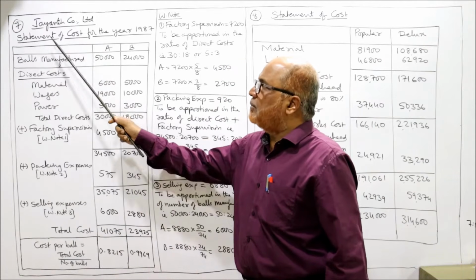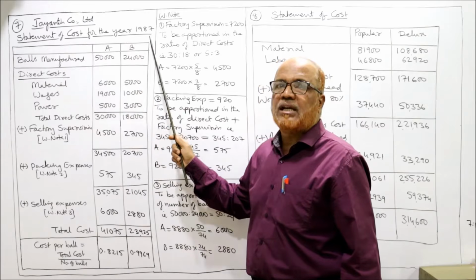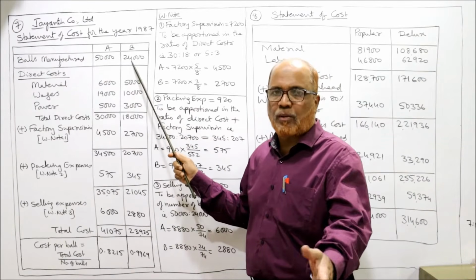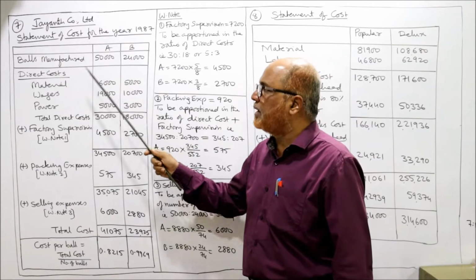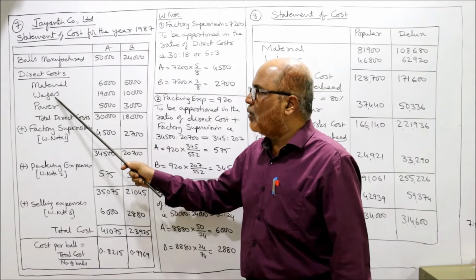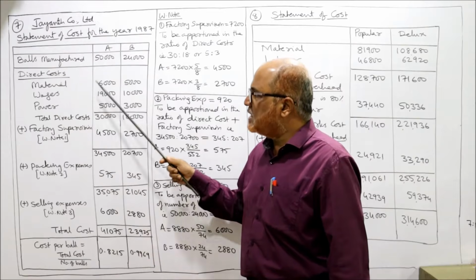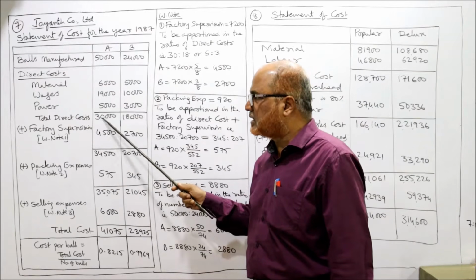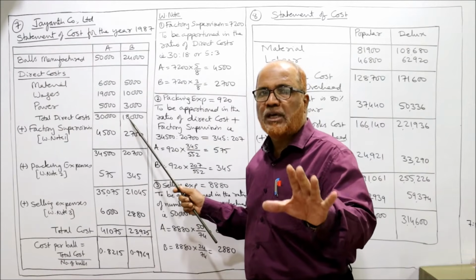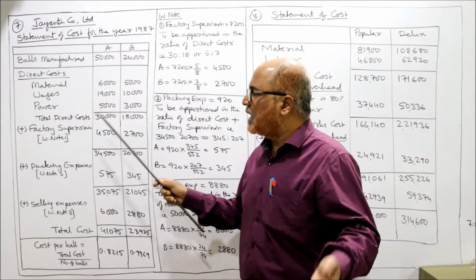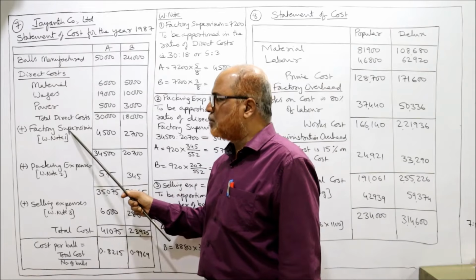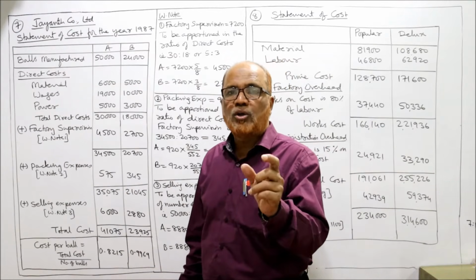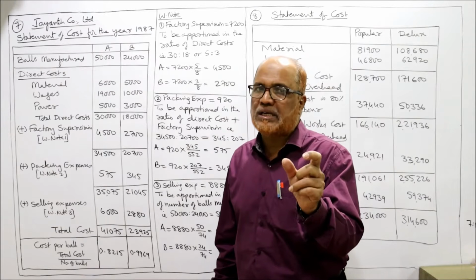So Jayant Company Limited, statement of cost for the year 1987. Balls manufactured 50,000, 24,000. Problem में दे दिया, same as it is, I am copying. Direct costs are material, wages, power. These expenses are directly given in the problem. So total direct costs are 30,000, 18,000. Up to here it is given in the problem. The next cost is add factory supervision. So factory supervision we have to find out. The total is given, 7,200.